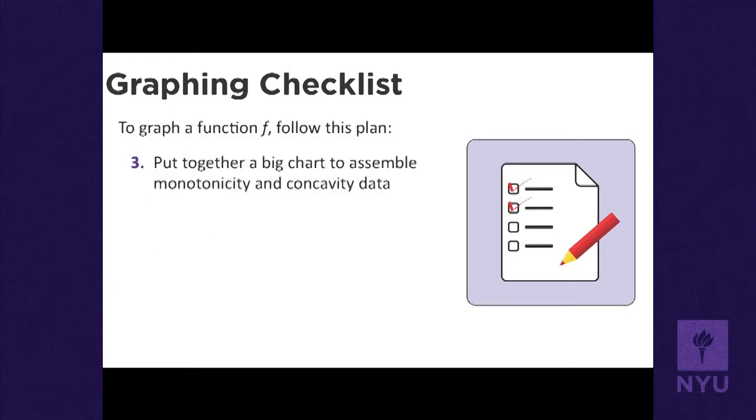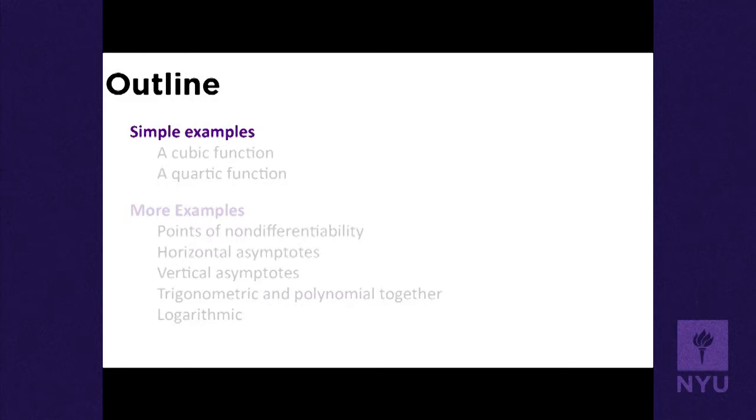Okay, step 3 is to put this all together into one big chart to combine the monotonicity information, increasing and decreasing, with the concavity information, concave up, concave down. And then once you do that, it's simple as just drawing a picture which has all of those properties connected to it. Okay, so that's the simple 4-step, well, 5 steps if you count from 0, procedure. So let's look at some simple examples, and then after we do the simple ones, we'll do the complicated examples.